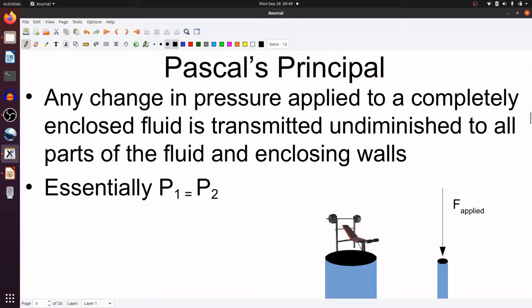All right. Pascal's principle is kind of a unique equation. But Pascal's principle says that any change in pressure applied to a completely enclosed fluid is transmitted undiminished to all parts of the fluid and enclosing walls. While air is a fluid, air does not apply for Pascal's principle, because air can be compressed, which I maybe should have put that word in there. Basically, any change in pressure to a completely enclosed non-compressible fluid. There we go.